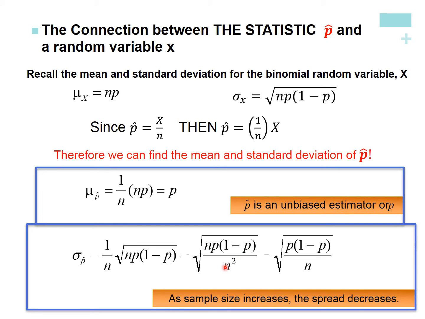So you end up with np times 1 minus p over n squared. Don't worry about the math of how to get there, but it's just your p, which is your proportion of successes, times your q, which is your failures, divided by n. So this is like p times q divided by n.